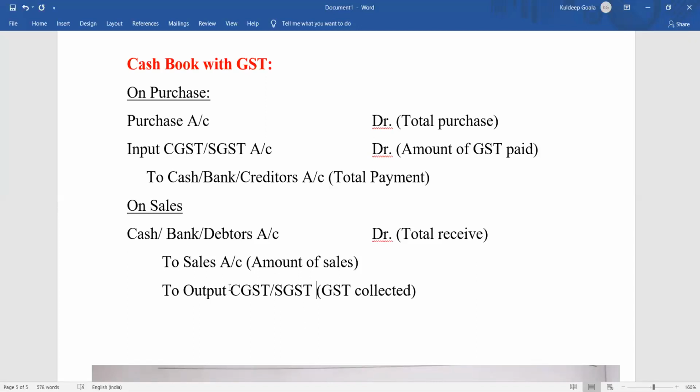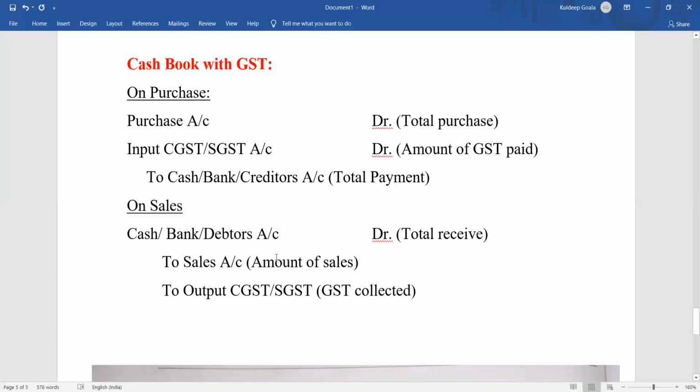To output CGST and SGST, this is kept on the credit side, not as an income, but as a liability, because this GST after all belongs to the government. Later on, we will match how much input GST we have paid with how much output GST we have collected. If we have paid more, then we can file for a return of GST. And if we have paid less, then we'll pay the extra amount that is payable. This concept will be clear when we see the GST chapter. For now, this much should be clear on sales.